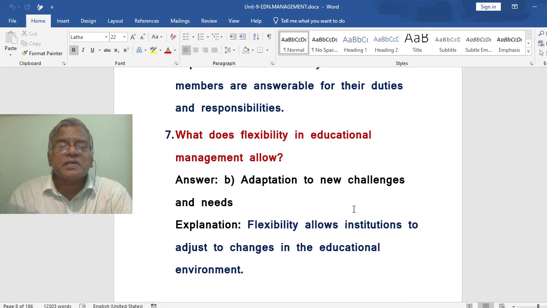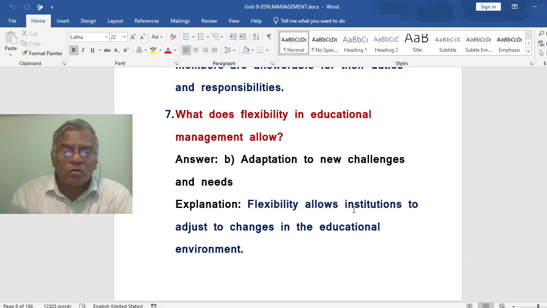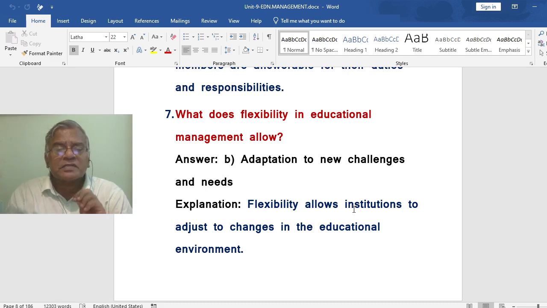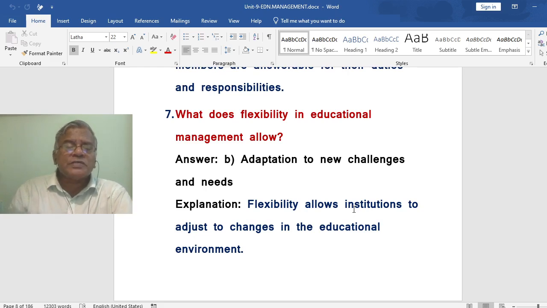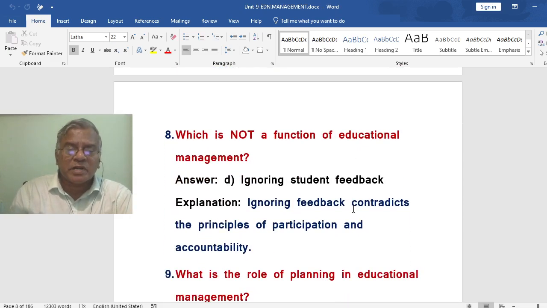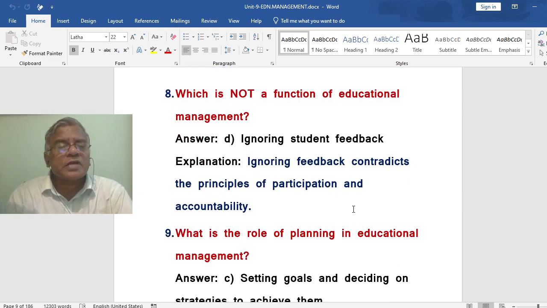What does flexibility in educational management allow? That is adaptation to new challenges and needs. Flexibility allows institutions to adjust to changes in the educational environment.